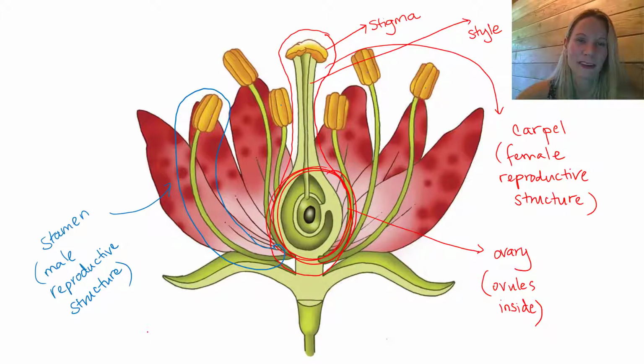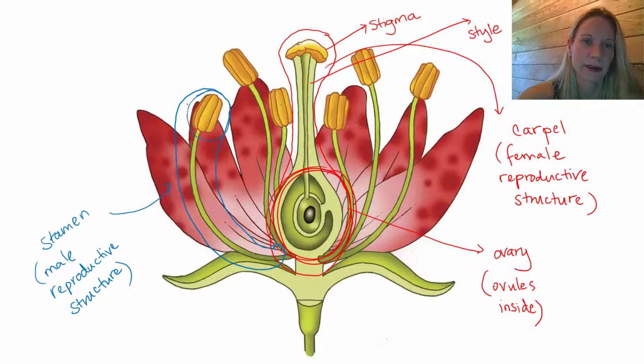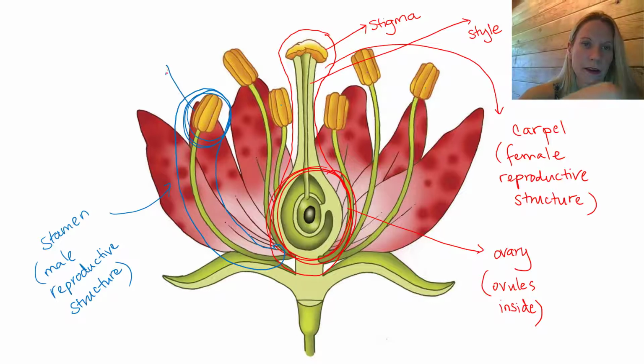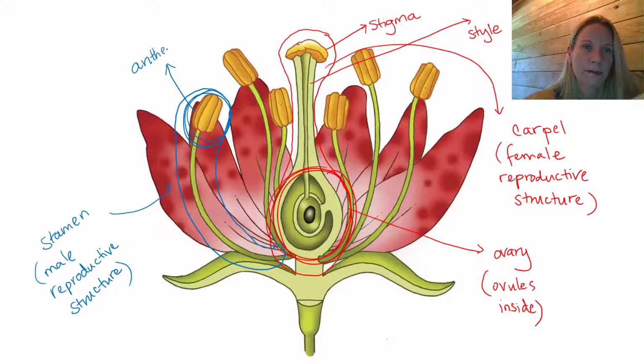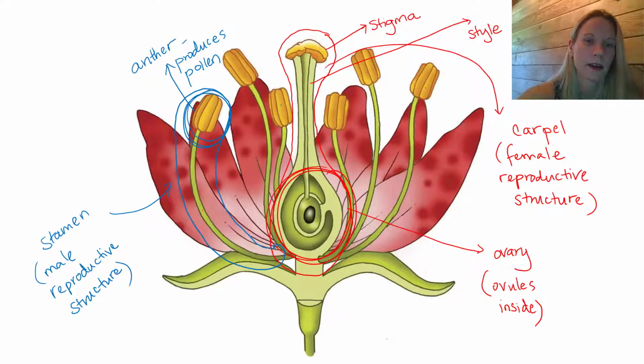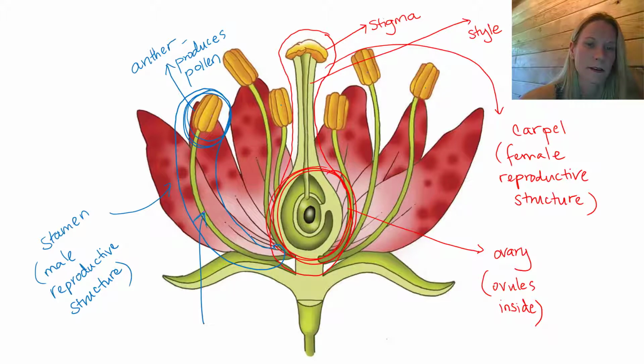The stamen is composed of the top of it here in yellow. That part is called the anther, and the anther produces pollen. And then this stalk here is called the filament.